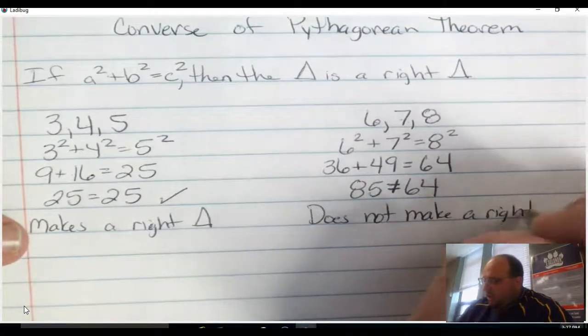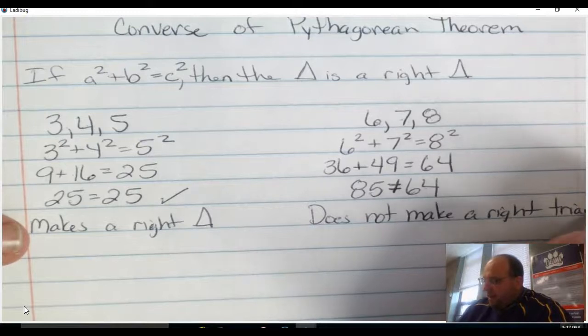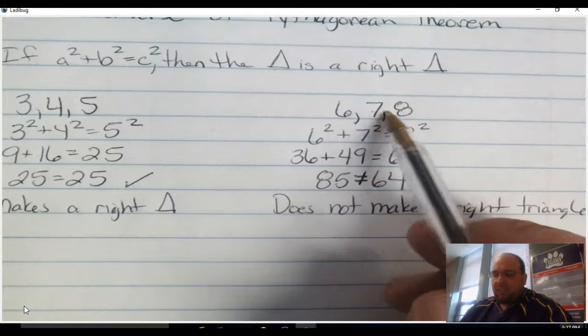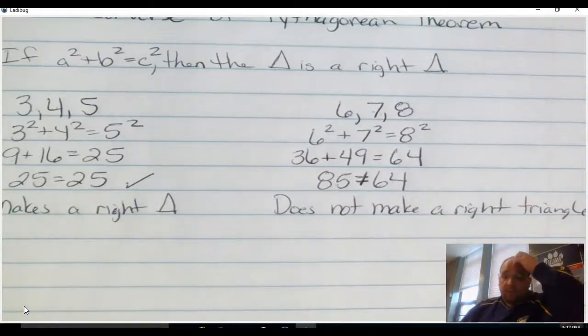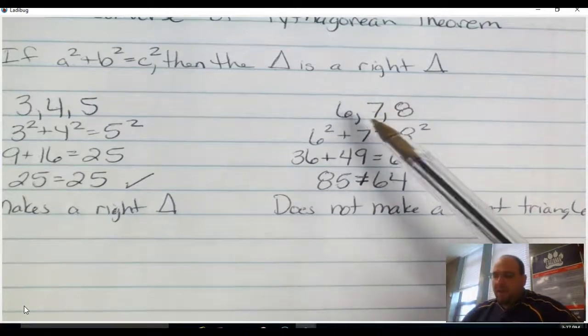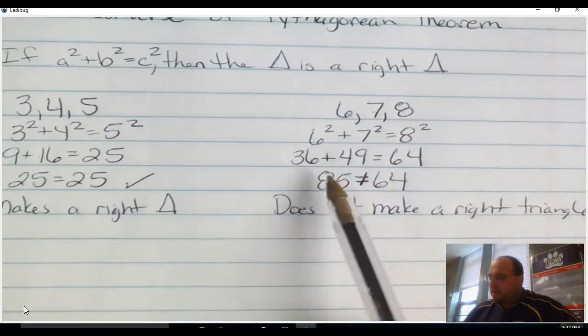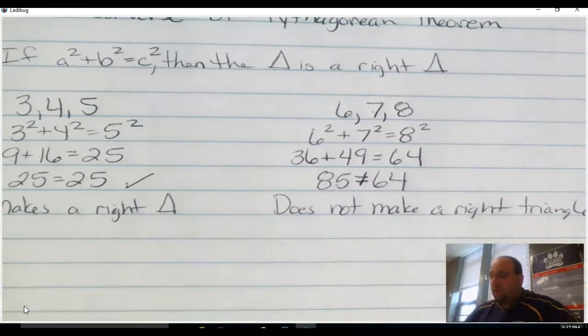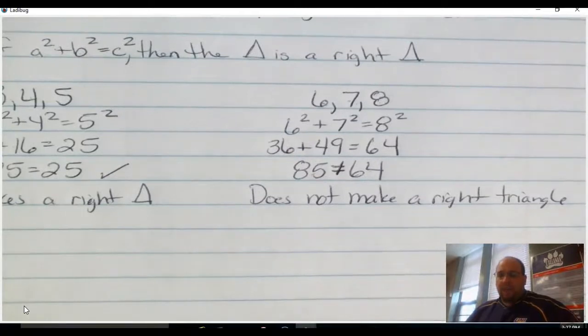So if you tried, you would not be able to make a right triangle with 6, 7, and 8. You might be able to make a triangle with it. Actually, you can make a triangle with it, but you cannot make a right triangle with it because when I get done simplifying, I end up with 85 equal to 64, which we know that they're not equal. And as a result, it does not make a right triangle.